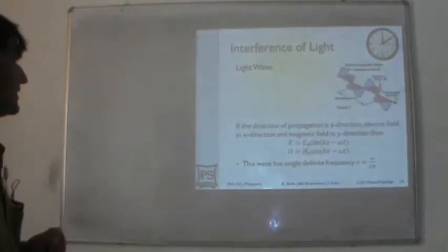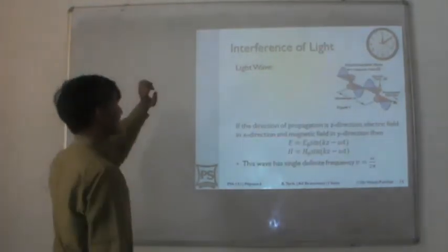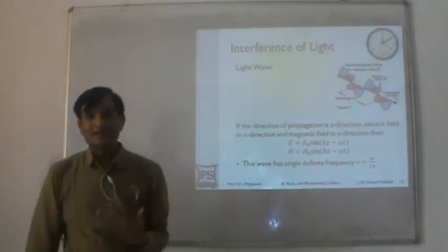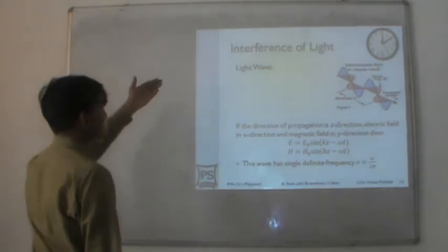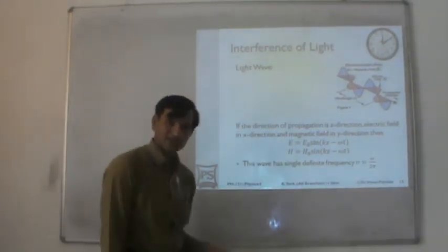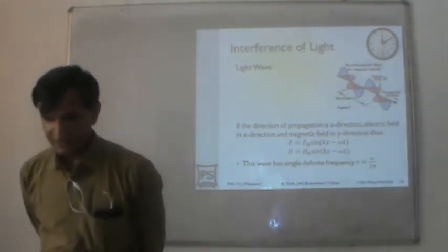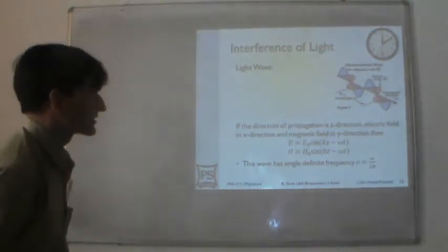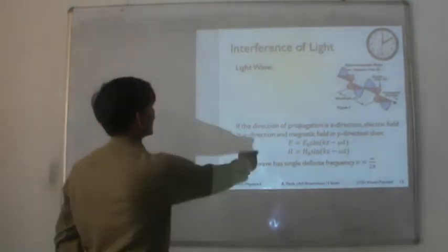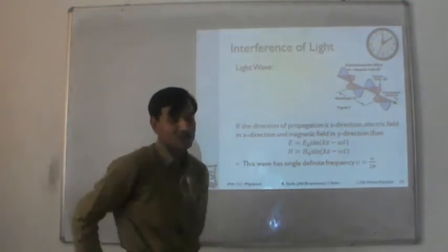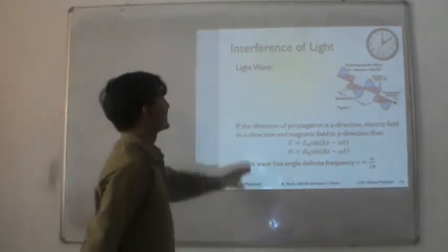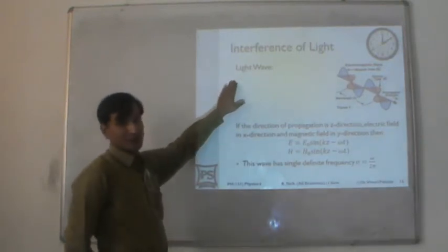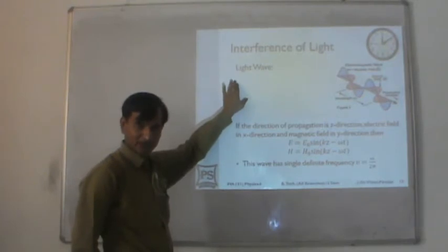Now, coming to the interference of light. Before understanding the actual phenomenon of interference, you need to understand certain facts about light, its properties, and certain definitions also. So we start with the light wave. As I told you, Maxwell predicted that light is an electromagnetic radiation which has electric and magnetic vibrations coupled together.